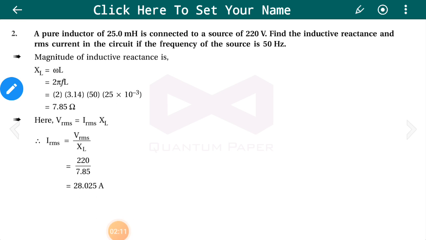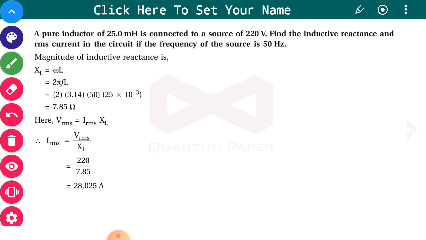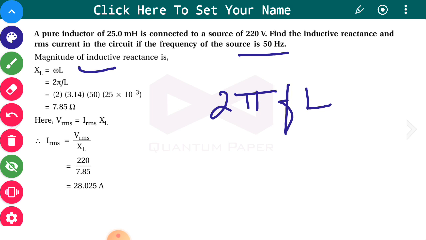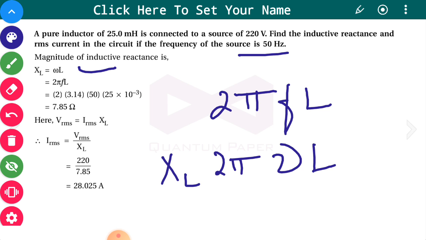Now the second question: a pure inductor of 25 millihenry is connected to a source of 220 volt. Find the inductive reactance and RMS current in the circuit if the frequency of the source is 50 Hz. Very easy. See, XL is omega L. Omega means 2 pi F, so 2 pi F into L. Instead of F you can write nu, so it can be 2 pi nu L, that is XL.